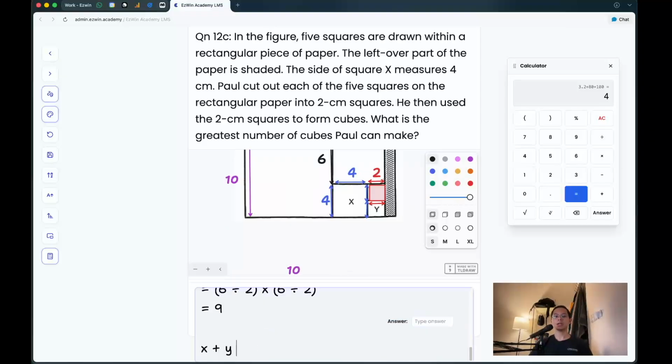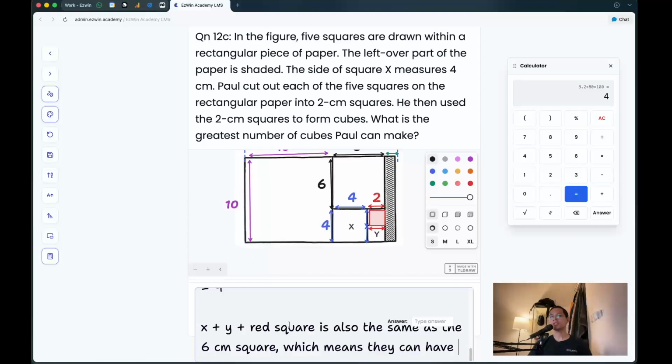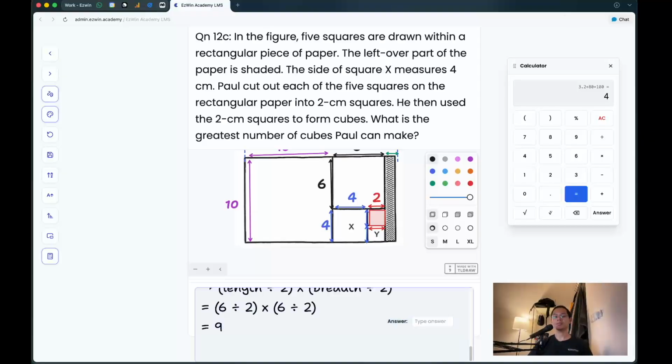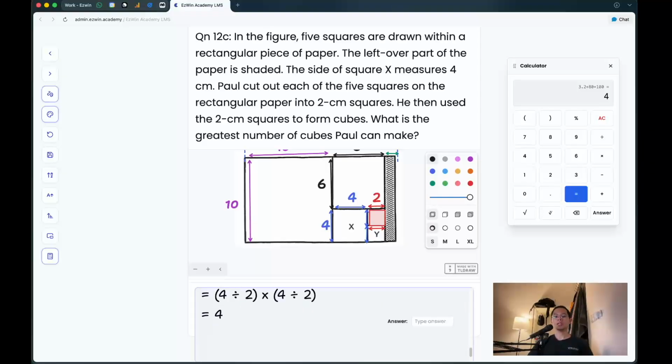So the x plus y plus read square is also the same as the 6 centimeter square, which means they can have... Sorry, they're not the same. My bad. So we do the 4 first. The number of 2 centimeter squares in the 4 centimeter square is 4 divided by 2, 4 divided by 2, which will give us 4. Then for square y plus read square, it's basically 2 centimeter squares. So total squares that we can create, 2 squares, not 2 centimeters, 2 squares.